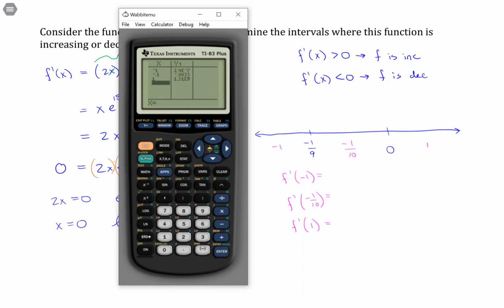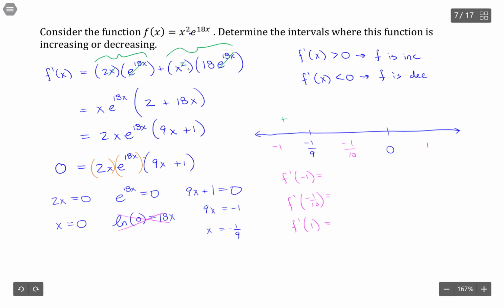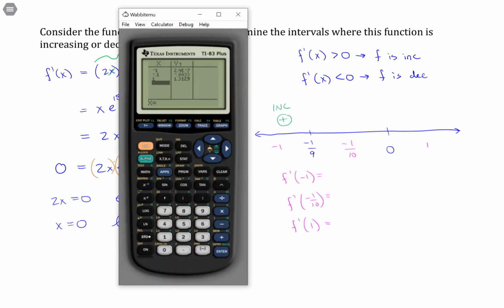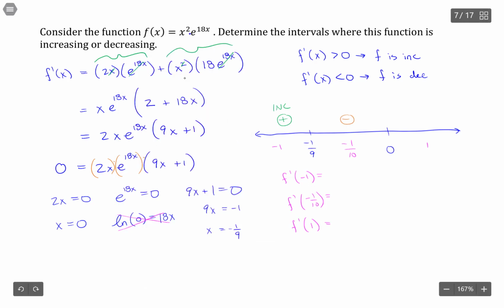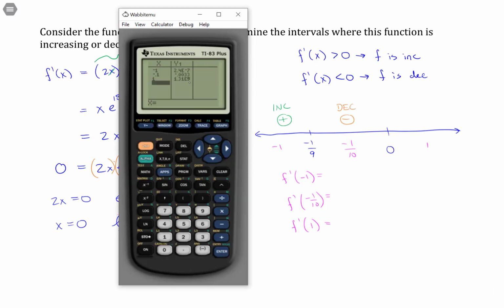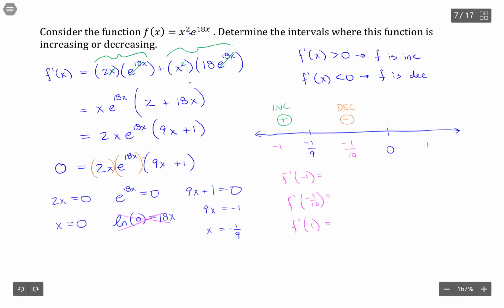So at -1, I get positive 2.4 e to the -7th power. It's not a very large number, but it is positive. So we are increasing on that interval. And then it's negative on the next interval, so that means we are decreasing. And then the first derivative is positive on this last interval, which means we're again increasing here.